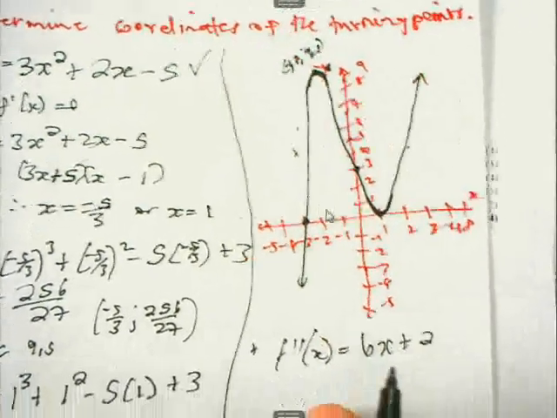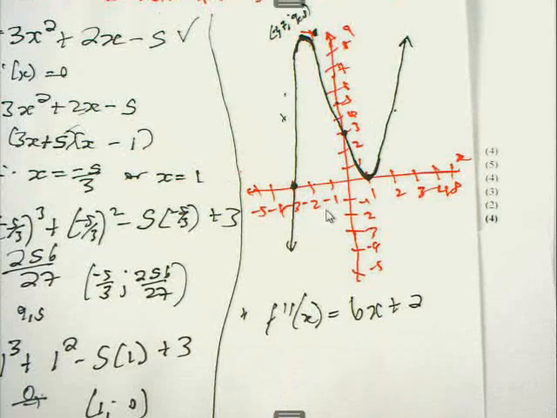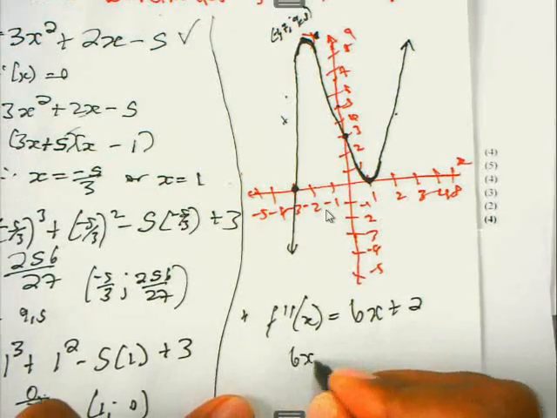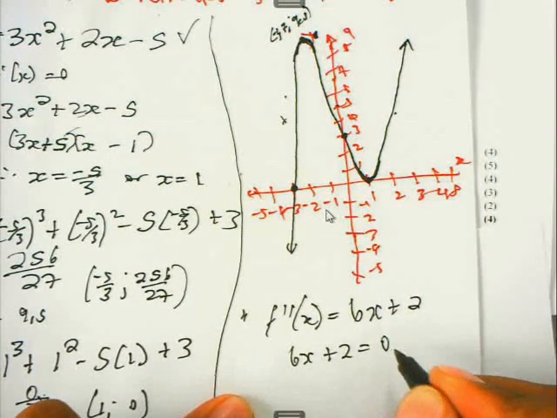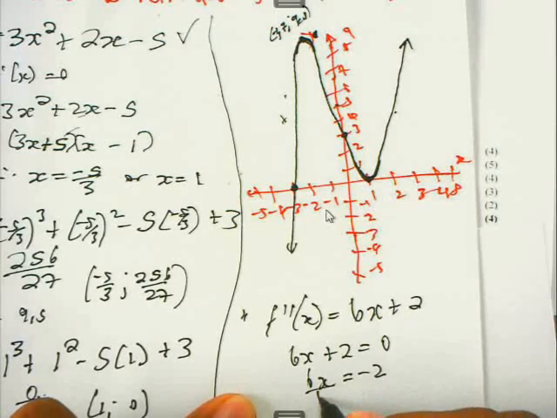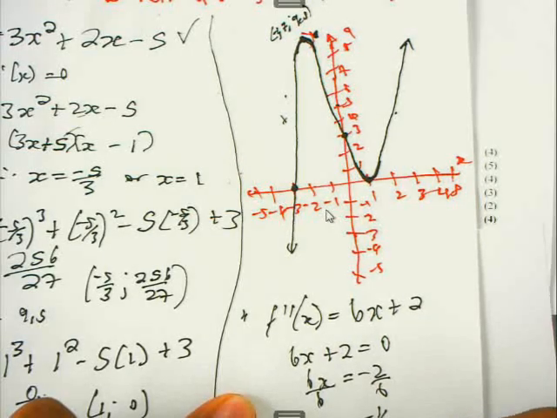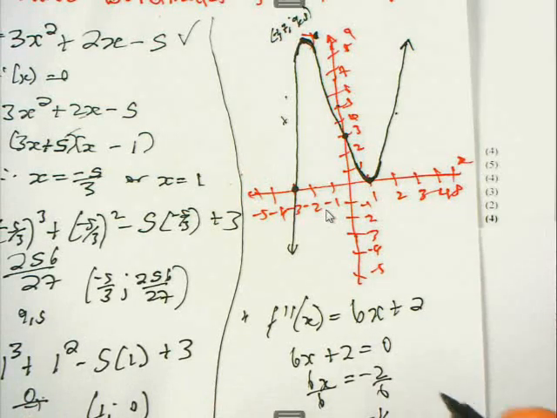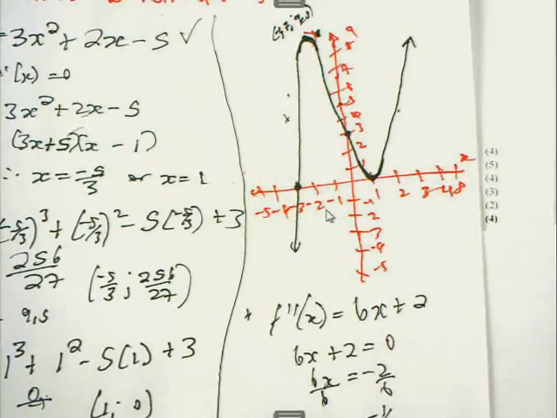And then the other thing which is very important is you must let this be 0. We have 6x plus 2 equals 0, which is good. And then 6x equals minus 2. Divide by 6, divide by 6. Therefore, x equals a third, 1 divided by 3. That will be the x value at the point of inflection.